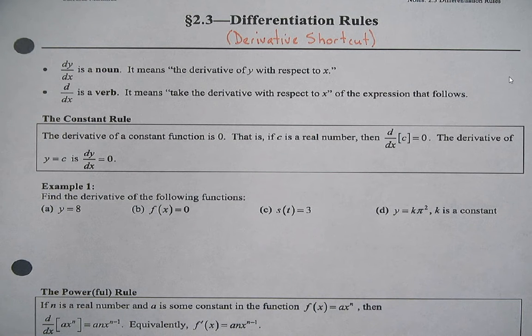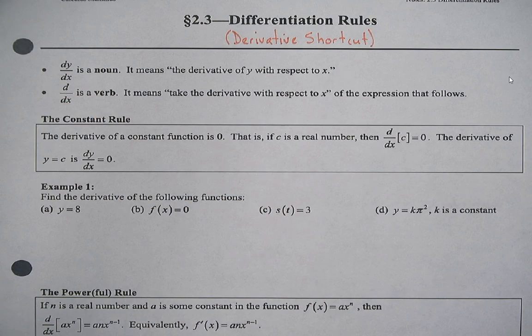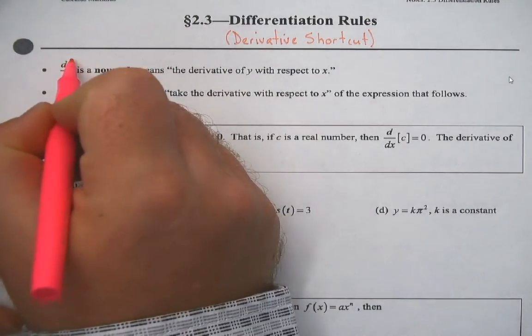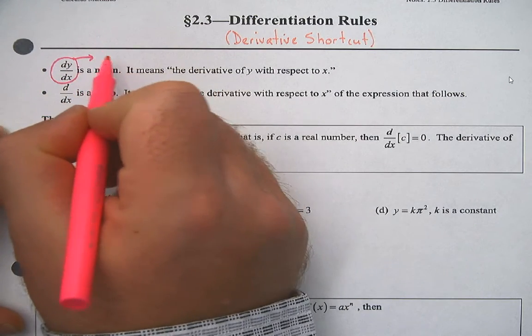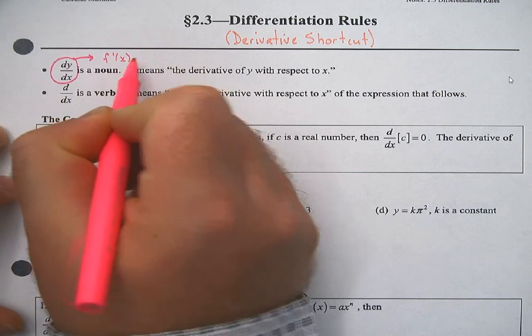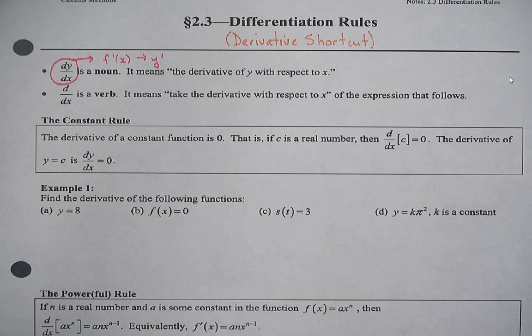So a couple of things here. This is some notation. dy dx is notation that is equivalent to f prime of x, which is the same as y prime of x. All these things mean the same thing. They're a noun. It's the derivative. So if I give you some function and I say find dy dx, that means you go and find the derivative of it, and then that answer is dy dx. It's a noun, it's a thing.